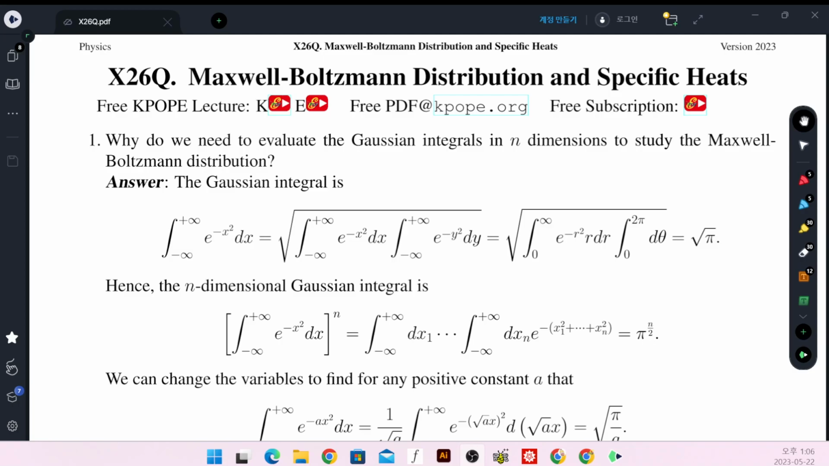Today we study X26Q Maxwell-Boltzmann distribution and the specific heats.